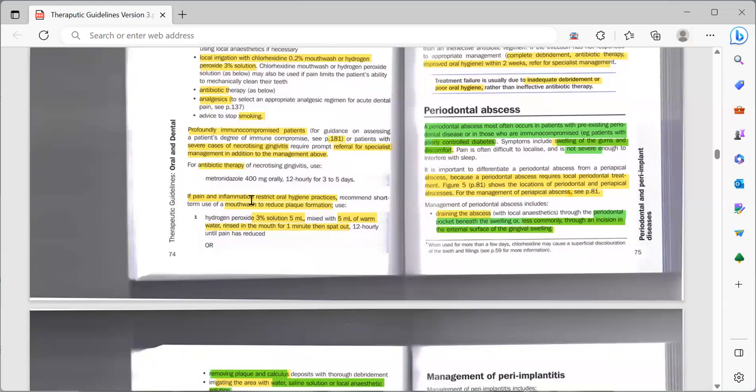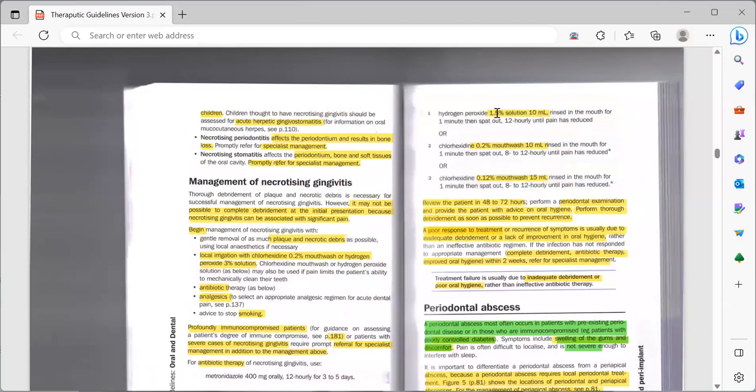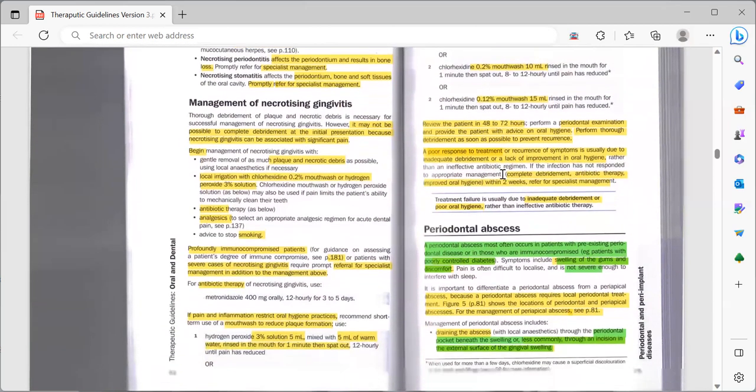If pain and inflammation restrict oral hygiene practices, then you can prescribe short-term use of mouthwash, either hydrogen peroxide 3% solution, or hydrogen peroxide 1.5% solution, or chlorhexidine 0.2%, or chlorhexidine 0.12% solution. And you need to tell the patient the dose, how much they need to use, for how long, whether they need to swallow or spit out, and how many times.